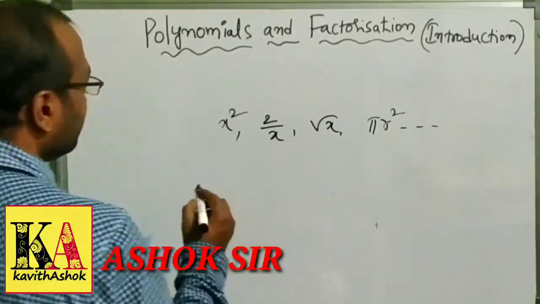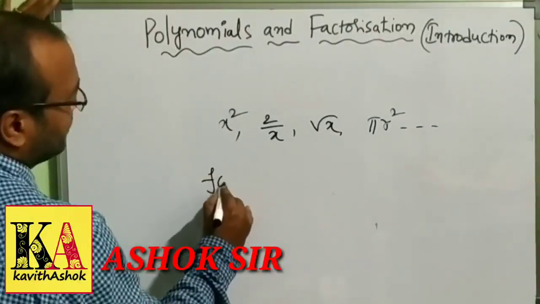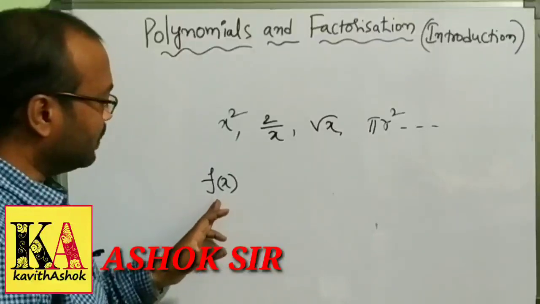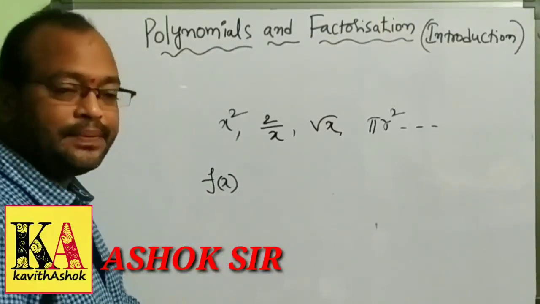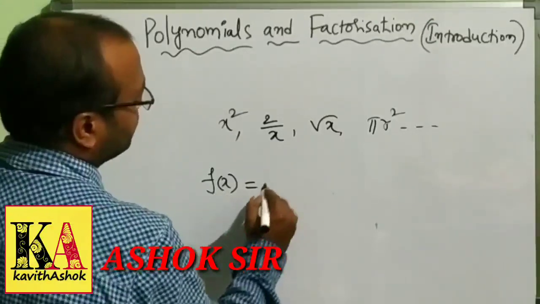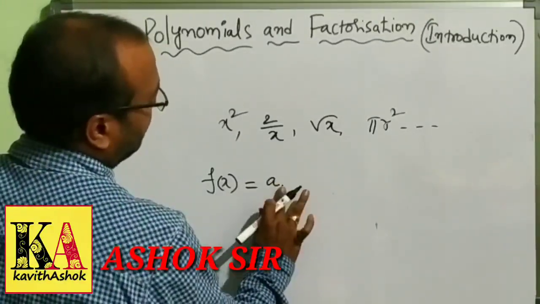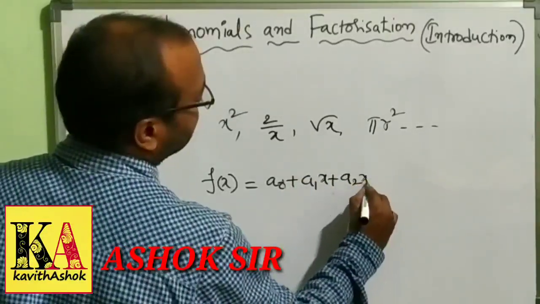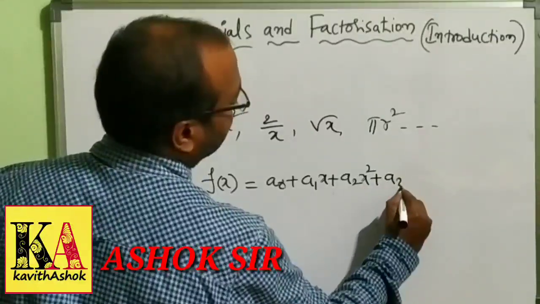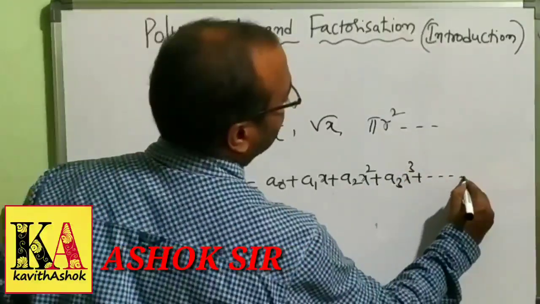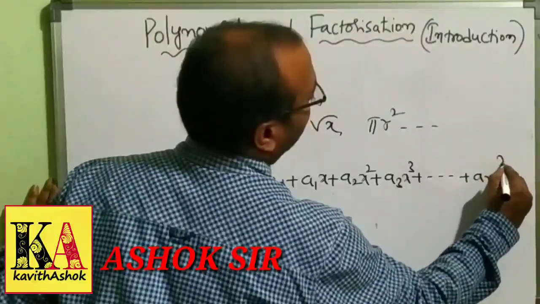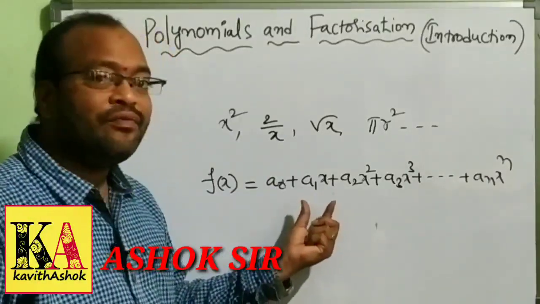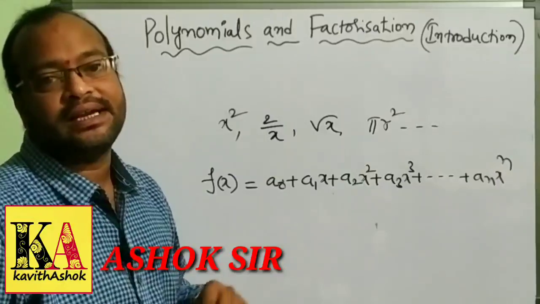Look at here now. Suppose f of x is an algebraic expression. The expression may be of any type. We are taking f of x as an expression. How is this? f of x is equal to a naught plus a1x plus a2x square plus a3x cube plus so on, an x to the power of n. This expression will become a polynomial if it satisfies certain conditions.